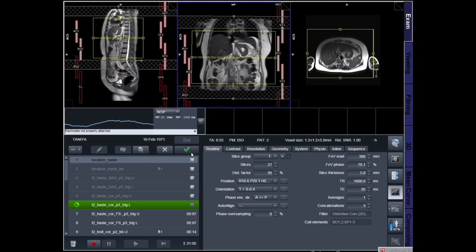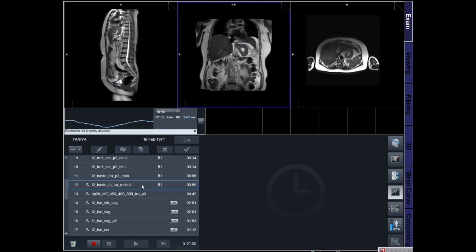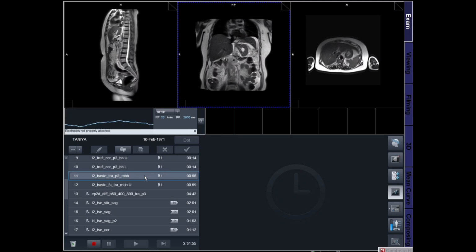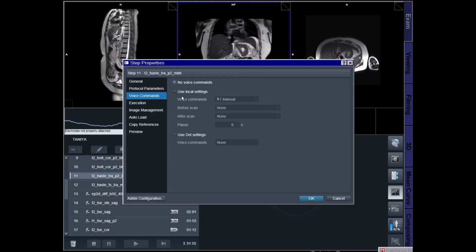Fat suppression sequence. Fat-suppressed T2 or STIR sequences are often used in whole abdomen MRI. Fat suppression improves visualization of lesions, edema, and inflammatory changes.